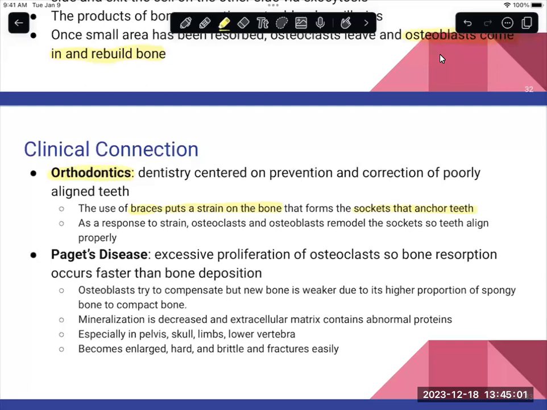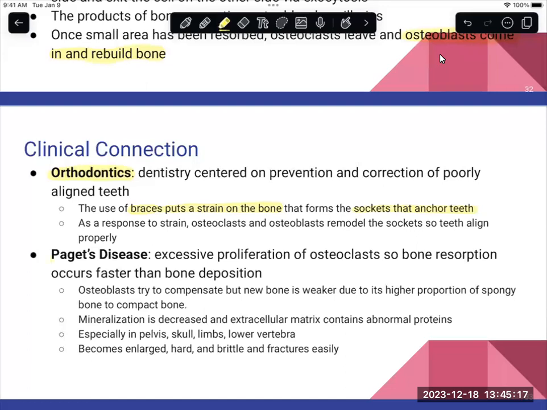Then they tighten them again. They do the same thing. Those osteoclasts are going to break down, those osteoblasts are going to rebuild to help completely straighten your bone and your teeth. And they're going to continue to do this until your teeth are straight.